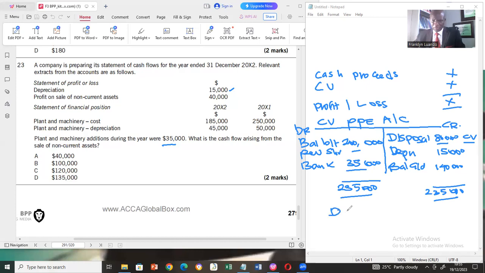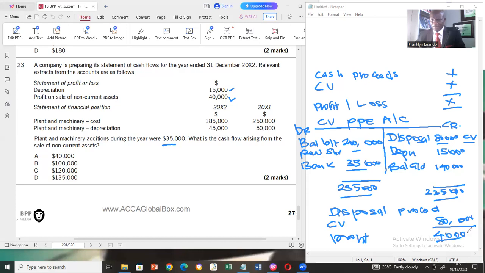disposal proceeds, which we don't know, but we can find it. We know the carrying value. We have calculated 80. And we are given the profit. The profit is given, which is 40,000.